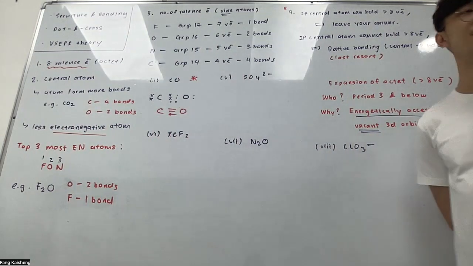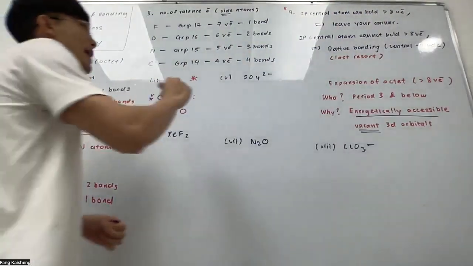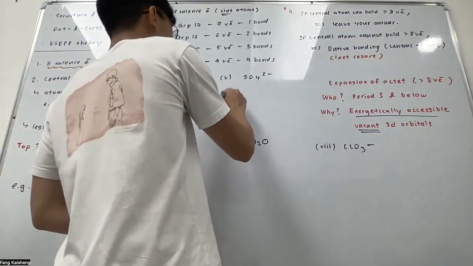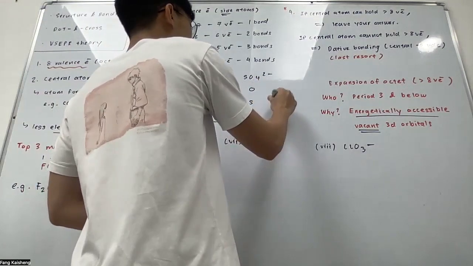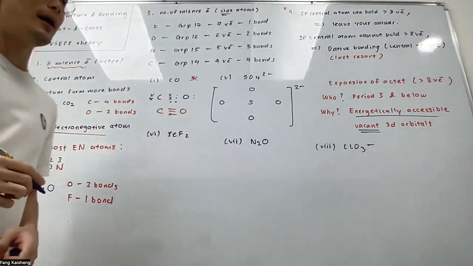The reason why you feel this way is because you've just never seen it before, so you just need to keep going. Okay, let me draw the answer for SO4 2-. Not a difficult question, because sulfur can expand its octet. I do not want to see any negative bonds in SO4 2-.